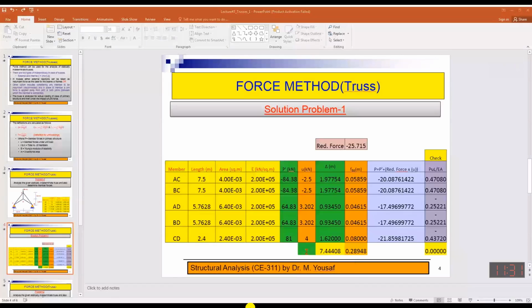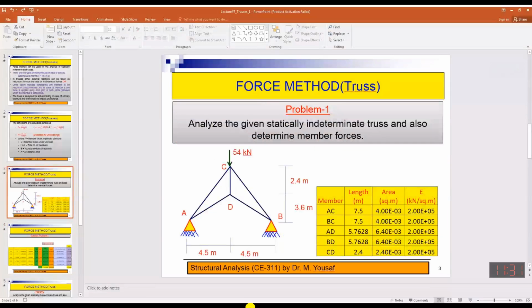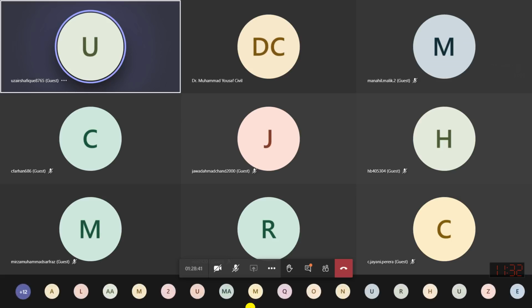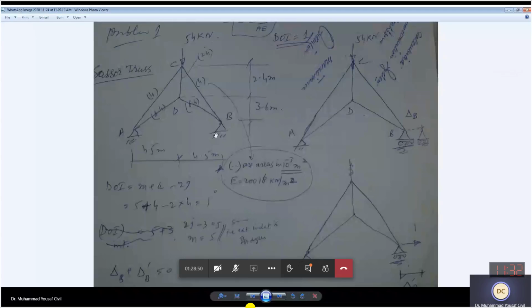This is 25.715. Okay, 15 or 18. Now you need to calculate the actual forces. Now you have calculated B dash without including horizontal force HB. Now you need to add it.